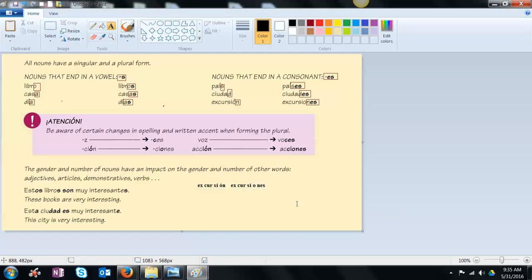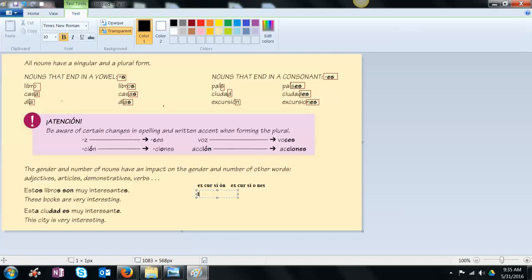Additionally, just like in English, you can't add es to words that end in y. You have to change your y to an I and then add es. We have another spelling change in Spanish. It's z. Whenever a word ends in z, you're going to change the z to a c before you add the es. So they've shown you vos becomes voces.